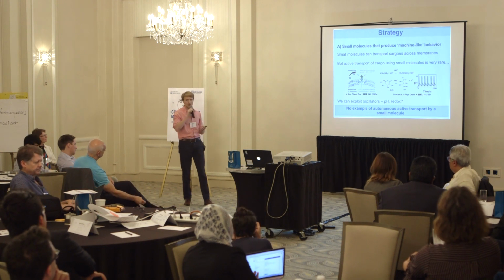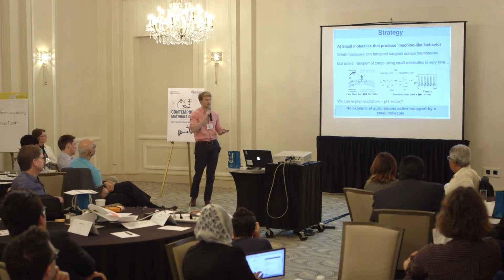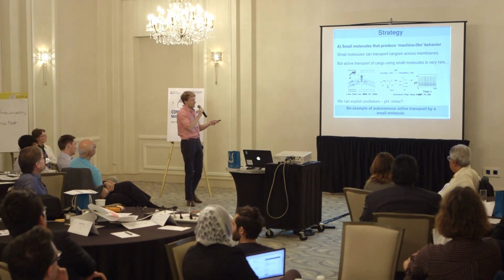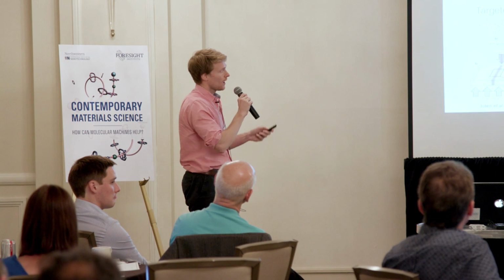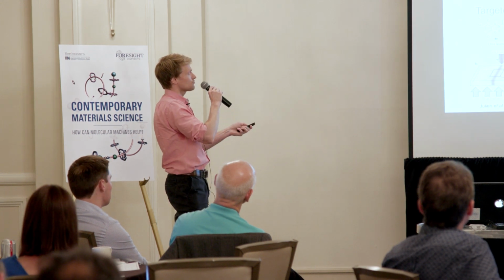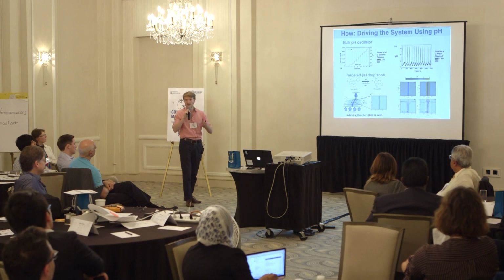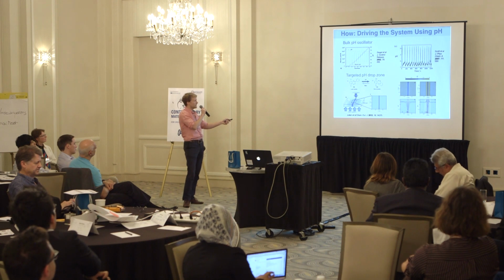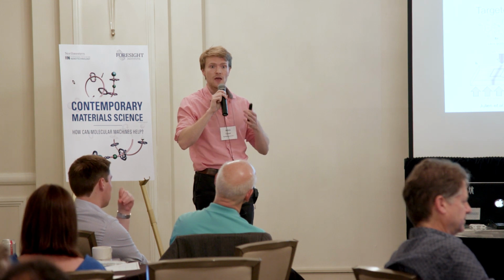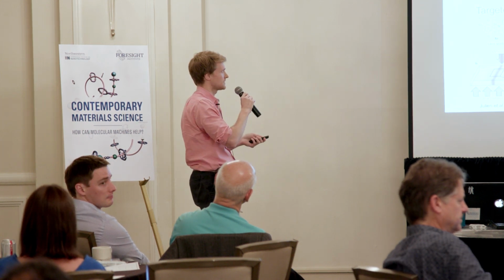So can we exploit oscillators, perhaps, to fuel this system? This is a pH oscillator. We have a pH increasing and decreasing. The most important point to take home here is autonomous active transport by a small molecule has not been done. And that is one of the things that we seek to achieve here. We can do this using a variety of literature and well-reported bulk oscillating systems, and pH is quite a nice way to do this. One thing that's particularly attractive here is we can even target where the pH drop zone is using light to add an additional stimuli to give us a wider variety of control over this system.